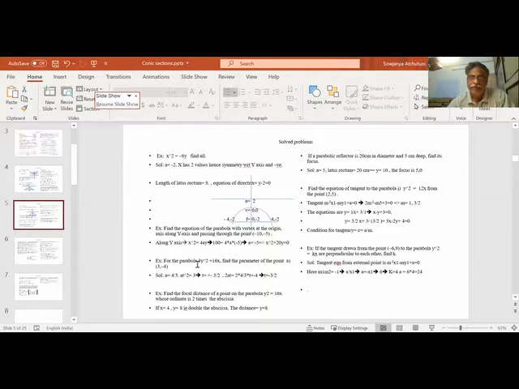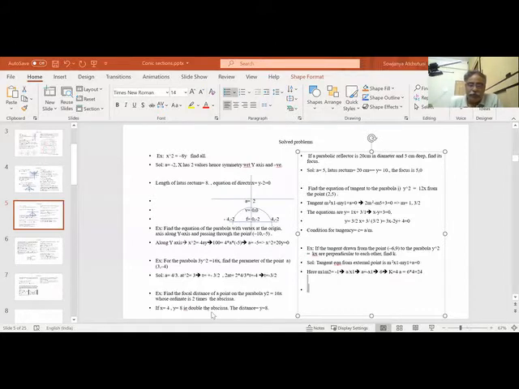So this is the parametric form. The point is the same, but we are finding the parameter t, because we have been asked to find the parameter. So if I multiply, at square, t square is 9 by 4 into a is 4 by 3. So 4 by 3 into 9 by 4 is 3. Like that we can cross check.